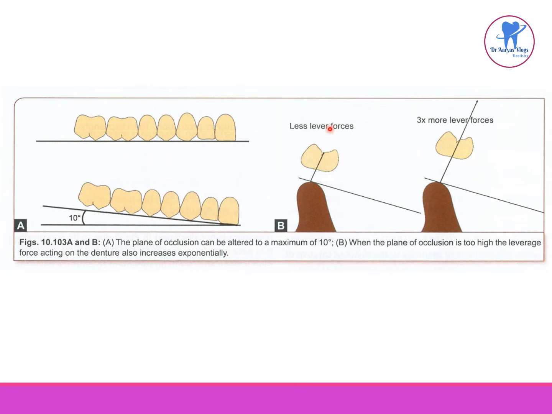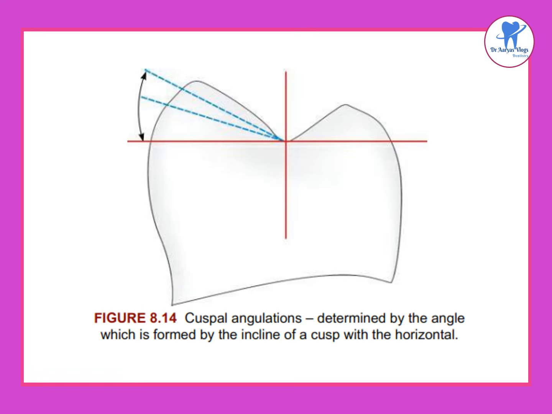When the plane of occlusion is too high, the leverage force acting on the denture increases exponentially, here 3x more lever forces. These are the cuspal angulations, which are determined by the angle formed by the incline of the cusp with the horizontal. This is the incline of the cusp, and this is the horizontal.